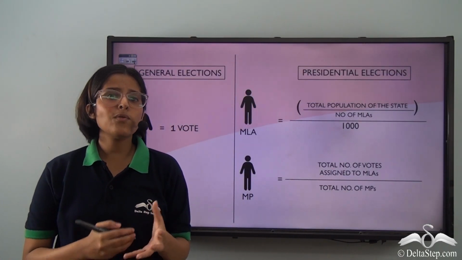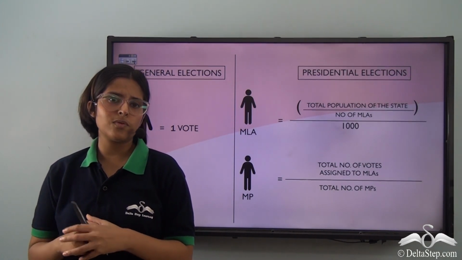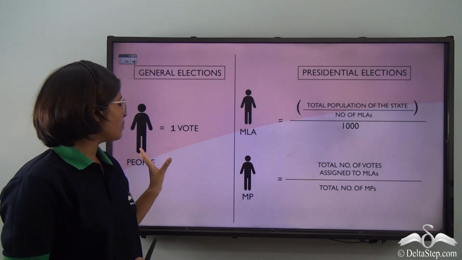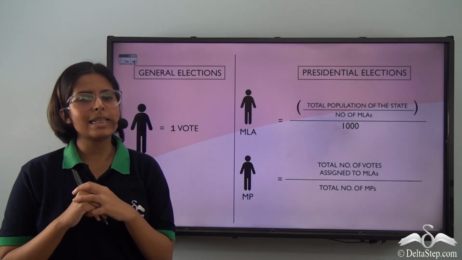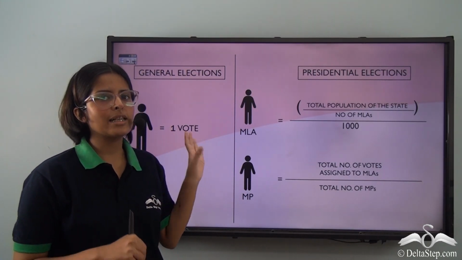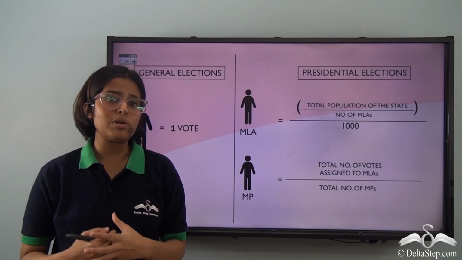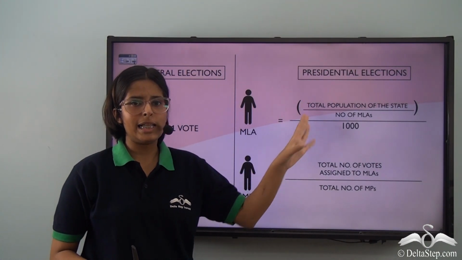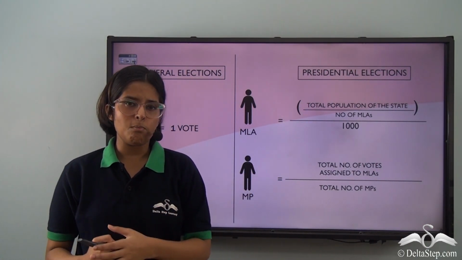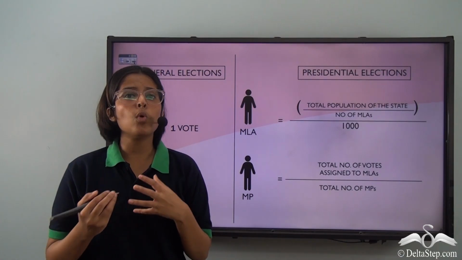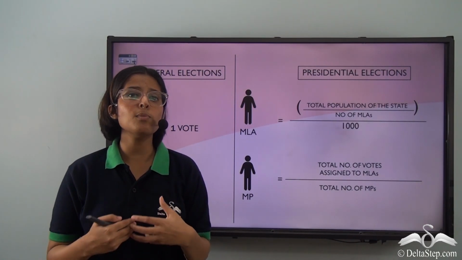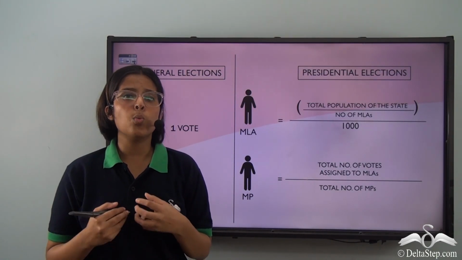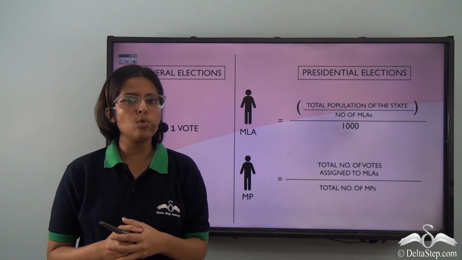Now, as we've understood from all that we've studied, in the general elections, one person or one citizen is entitled to one single vote because he represents his own opinion. But in the presidential election, the MLAs and MPs do not represent their own opinion but the opinions of the people who they represent. So they are entitled to not one but a different value of votes.